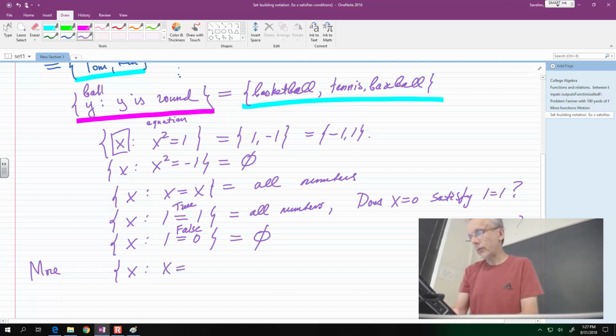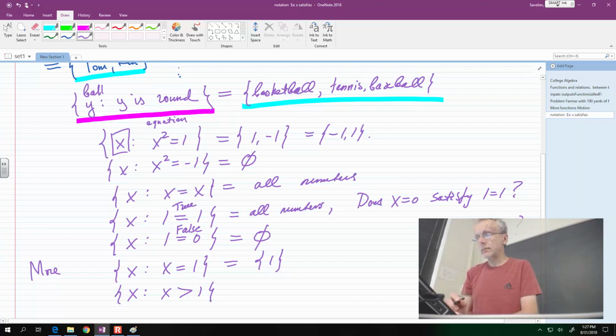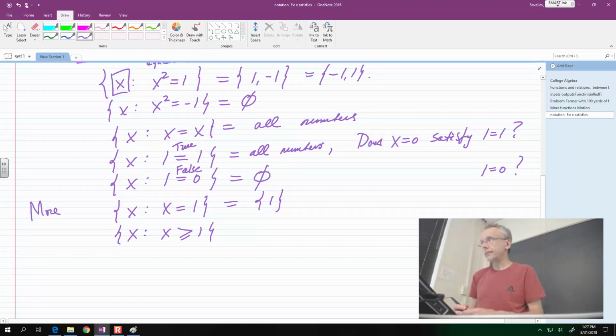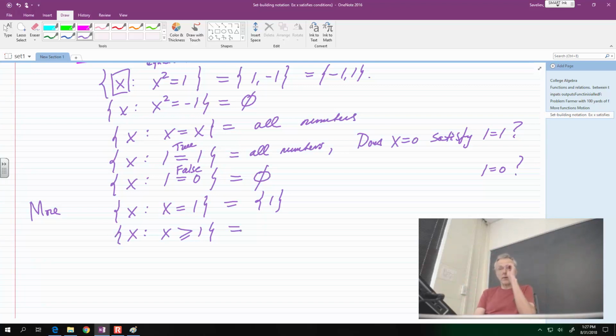Well, for example, you can have x is equal to 1. Then the answer is equal to 1, right? But how about x is larger than 1? Well, let's say larger than or equal to 1. 1, 2, so it's a whole bunch of them. But it still falls into this category, once again, of set building notation: x followed by a condition that all these x's have to satisfy.